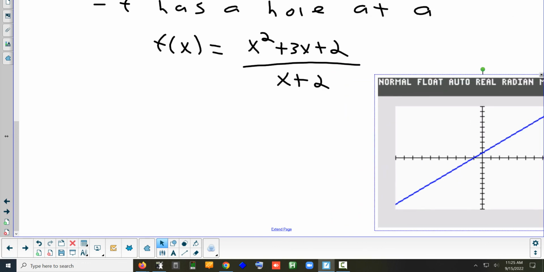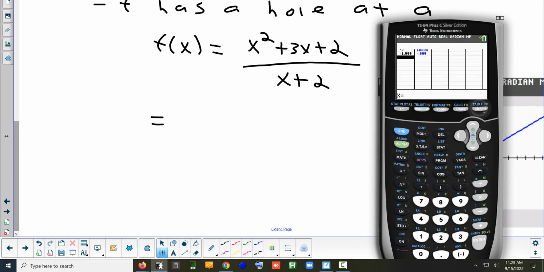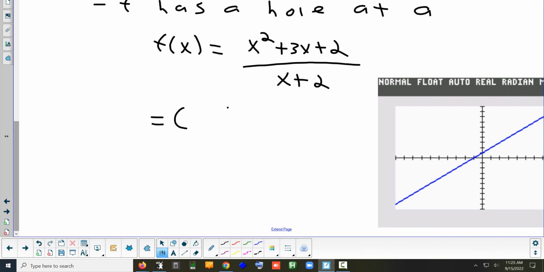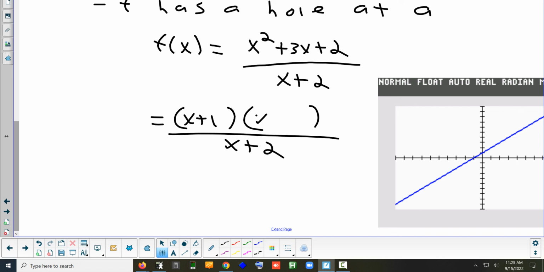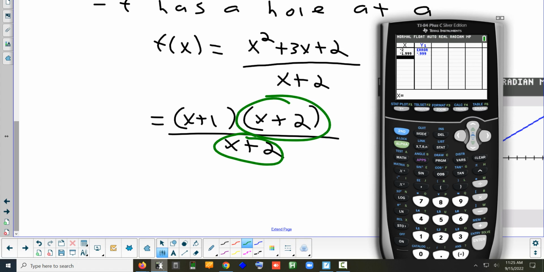And the reason is, look at your numerator. How'd you get to the table again? Second, and then graph. That numerator is factorable. How does it factor? X plus 1, x plus 2. That's the problem. You factored it and you have a common factor in the top and in the bottom.